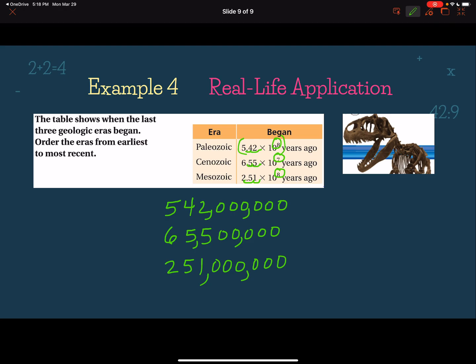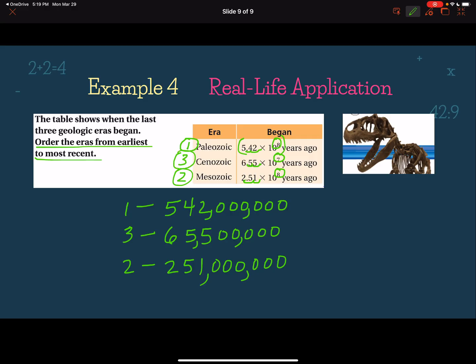So looking at order the eras from earliest to most recent. So most recent would be the smallest amount. So it looks like earliest time period would be the greatest. So Paleozoic would be probably the earliest because we have 542 million. And then we have the Mesozoic, 251 million. And the most recent would be the Cenozoic.